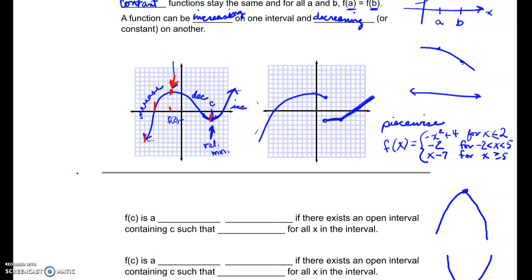So this is what's called a relative maximum. And then down here on the bottom, we have a relative minimum. So that's what we're going to fill in the blanks here in this next section.